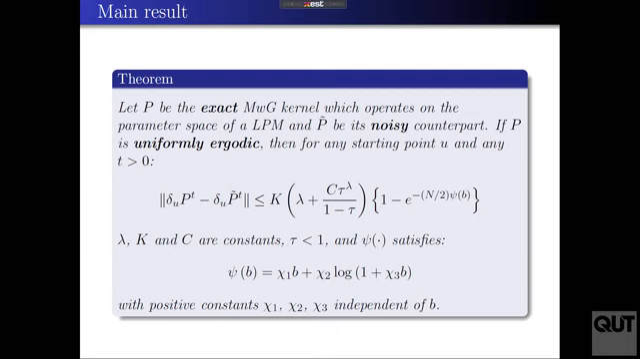We call P the exact kernel, and we call P tilde the noisy kernel. We're also assuming that P is uniformly ergodic. That is okay to assume. We actually prove that for the latent position model this is the case, exactly because we assume that the parameters are bounded. And then for any starting point, essentially we can bound the incremental error after t iterations, where k, lambda, and c are constants.